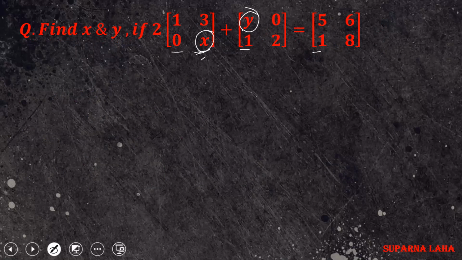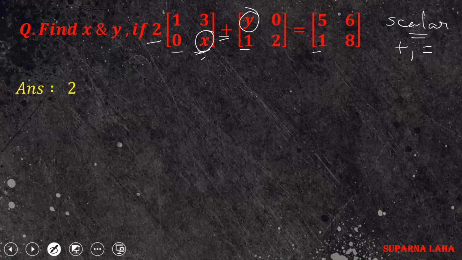Now look at that. We know scalar multiplication. Then addition, we know. Then equality: how to check whether two matrices are equal or not, that also I can check. We know how to check this one. So let's try to solve this one.